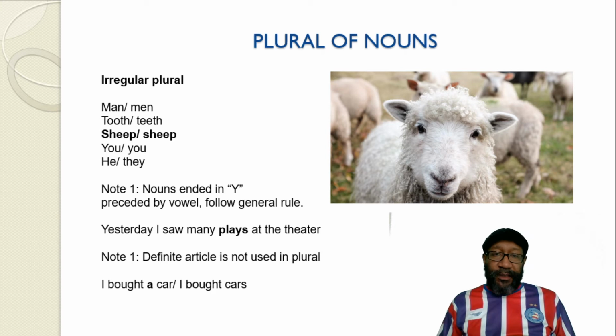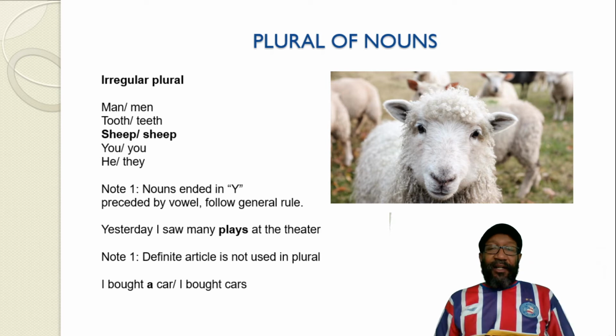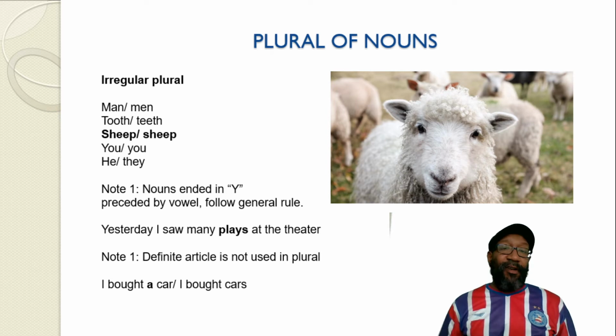Then we have tooth and teeth. One tooth, two teeth. Sheep and ship. And sheep is this animal you have in the picture. And that's weird because the singular is the same as the plural. As we have here with you and you, the personal pronoun. You don't know which one is singular and plural.